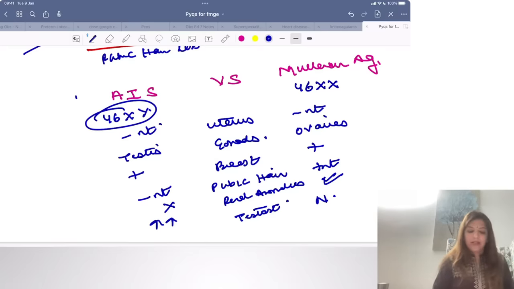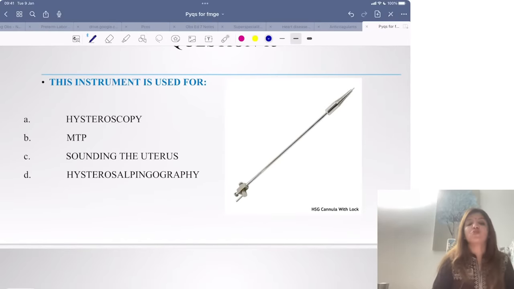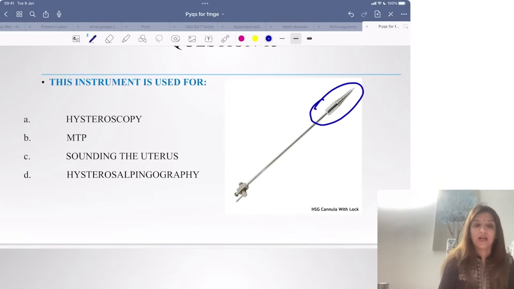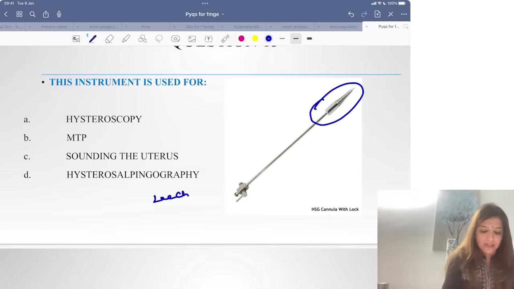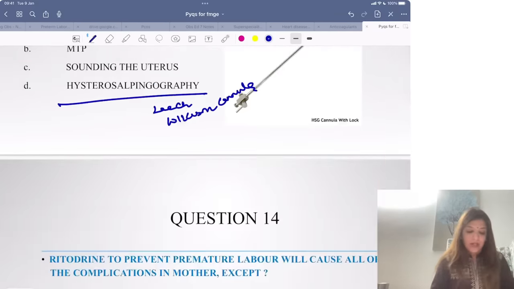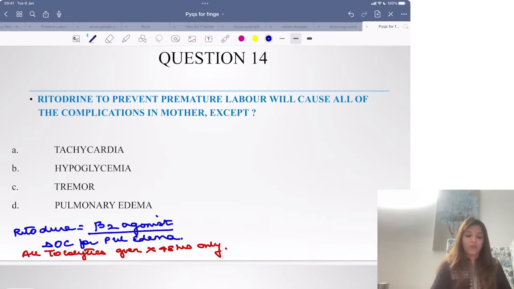Right? Clear to all of you? Yes? Okay. Next question. This instrument is used for, abhi humne kiya. This is a Leach-Wilkinson cannula, and this Leach-Wilkinson cannula is used for HSG.